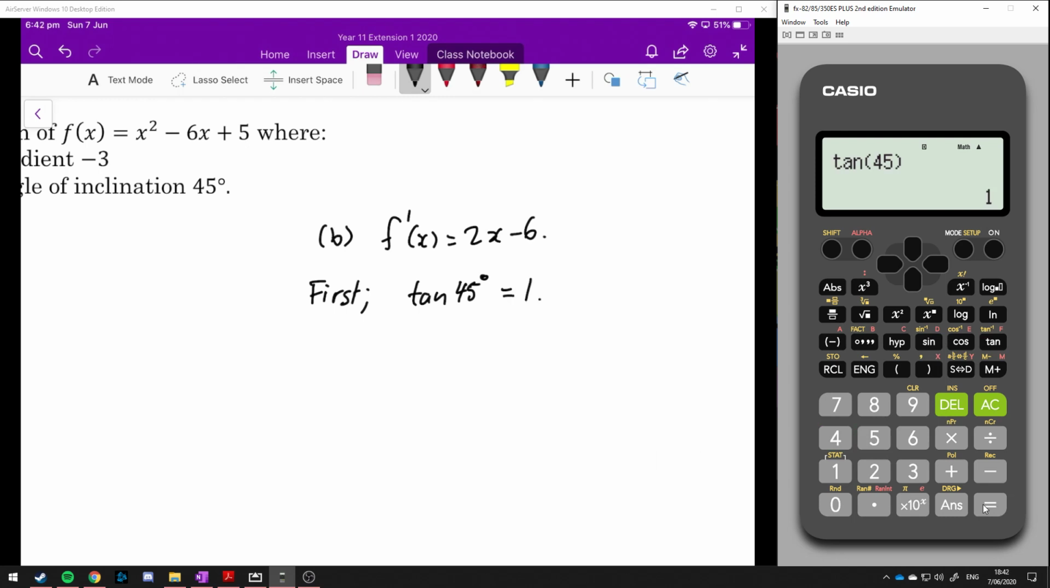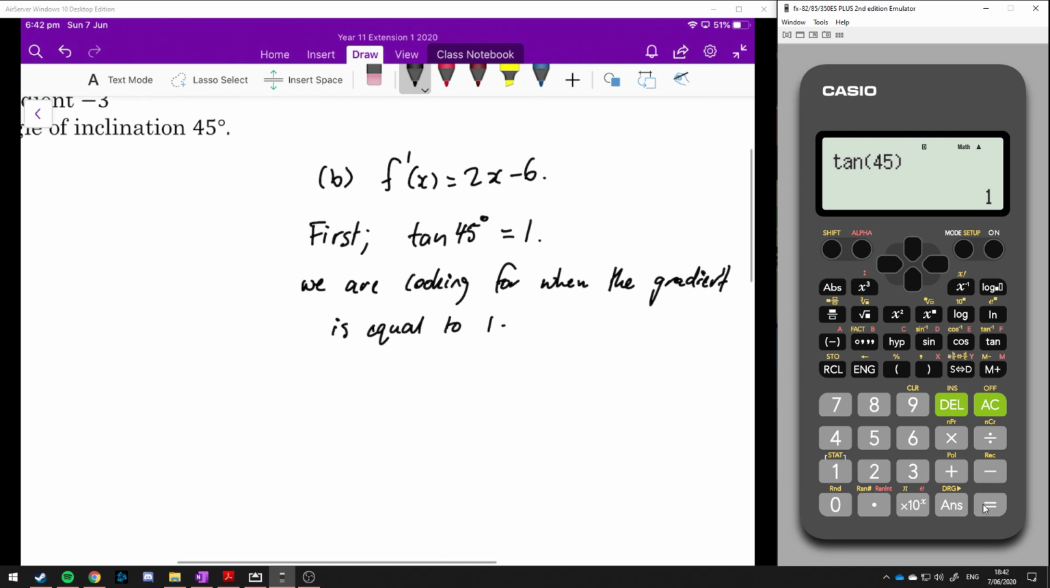So what we're doing is we're looking for when the gradient is equal to 1. Because if there's an angle of inclination of 45 degrees, then that's going to correspond to a gradient of 1. So what we're going to do is work out, well, sorry, let me rewrite this.